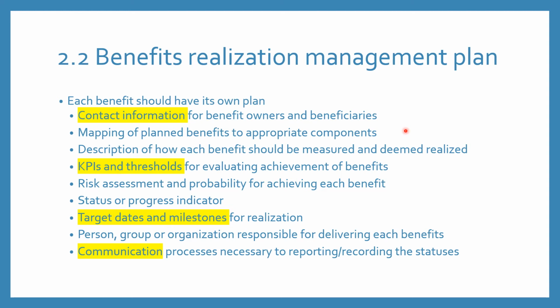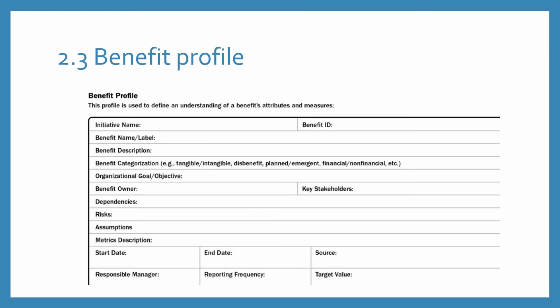And finally, the communication management plan necessary for reporting and recording the statuses. So this could be the high level content of a benefit realization management plan. Basically, it will tell you how to manage your benefits realization, who is the owner of it, how we can map with the strategy goal as well as the components, what are the KPIs, risk management, communication management, milestones. A high level schedule, it might have it.